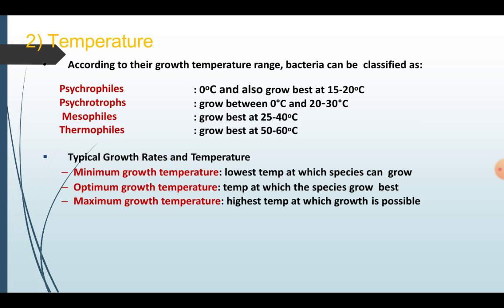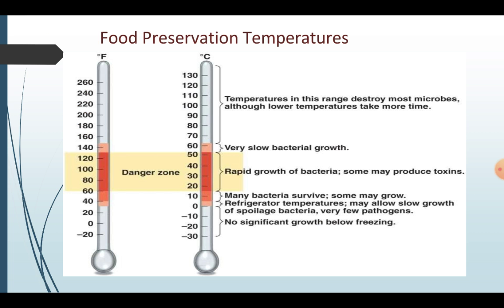Typical growth rates and temperatures. Minimum growth temperature is the lowest temperature at which the species can grow. Optimum growth temperature is the temperature at which the species grows best. Maximum growth temperature is the highest temperature at which growth is possible.